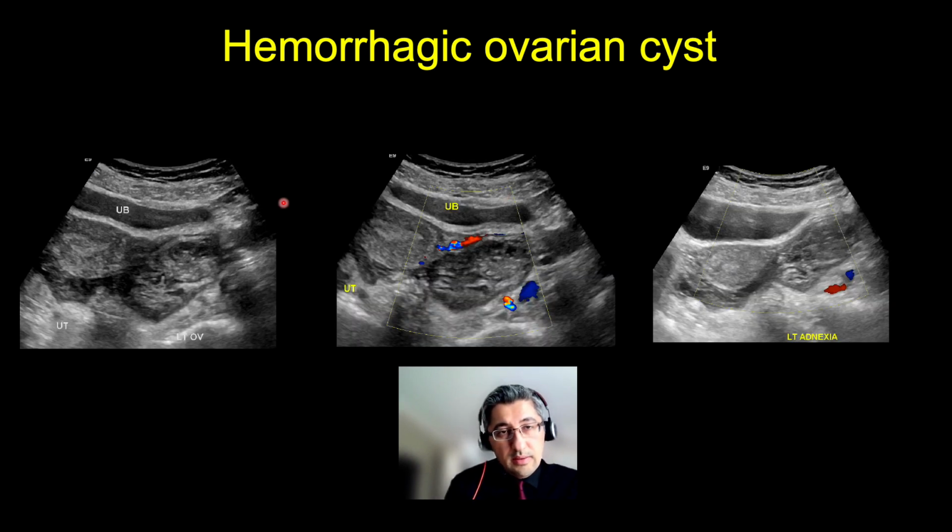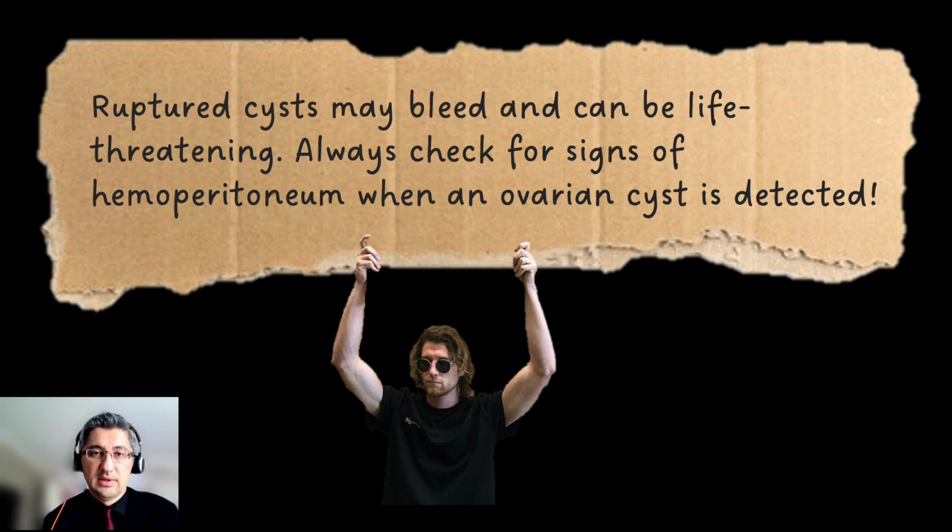Sometimes the hemorrhagic cysts may bleed. They may rupture, and they may cause rupture of the arteries, and they may bleed, and they may be life-threatening. Here, as you can see, that's the left ovary. That's the hemorrhagic cyst, and it's bleeding. That's the cul-de-sac, and there is hemorrhage in the cul-de-sac. So, ruptured cysts may bleed and can be life-threatening. Always check for signs of hemoperitoneum when an ovarian cyst is detected.